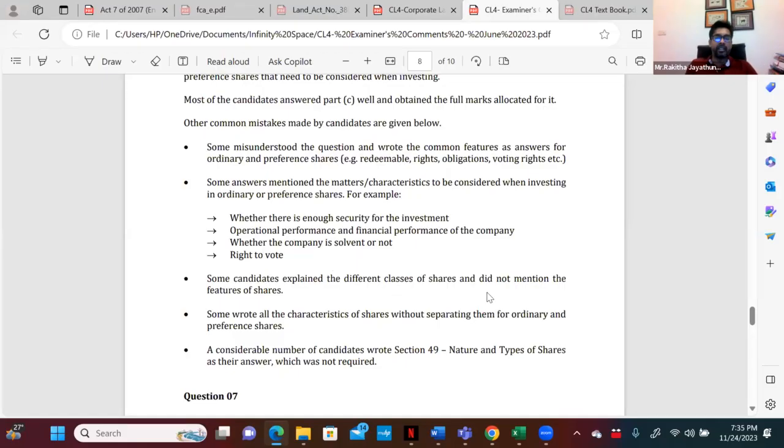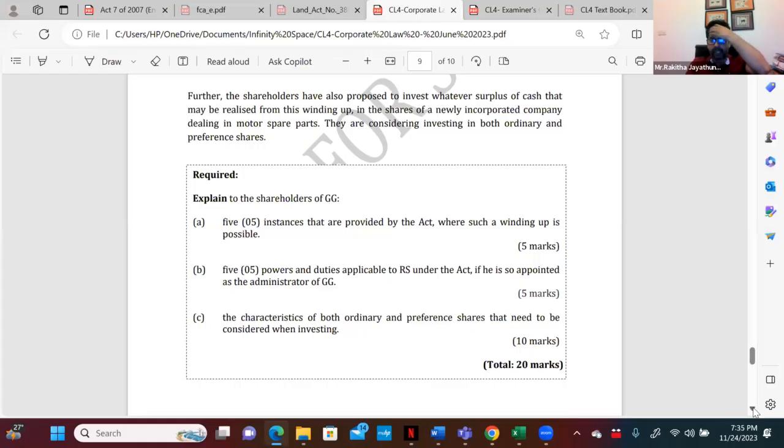Some explain the different classes of shares. I told you: cumulative, non-cumulative, redeemable, irredeemable. Have they asked that? No. Some wrote all characteristics of shares without separating them. Characteristics of ordinary shares, characteristics of preference shares. A considerable number of candidates wrote of Section 49. No harm, but it was not required because these characteristics are set out in Section 49. But since they haven't asked, it's not necessary for you to write them down. All right? Okay. Then we'll go to the next question quickly.